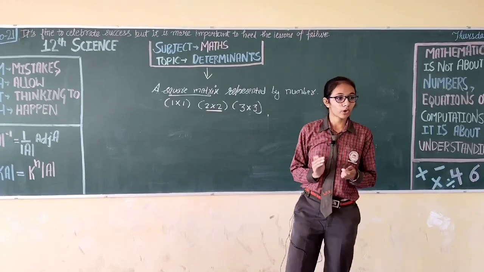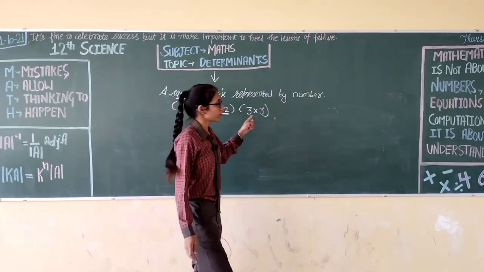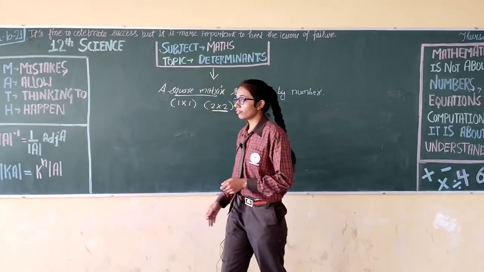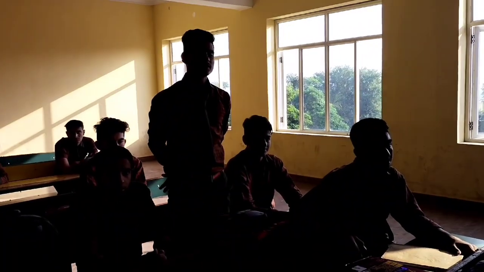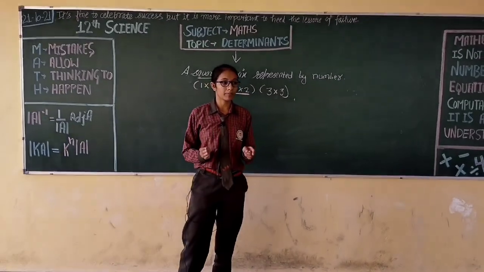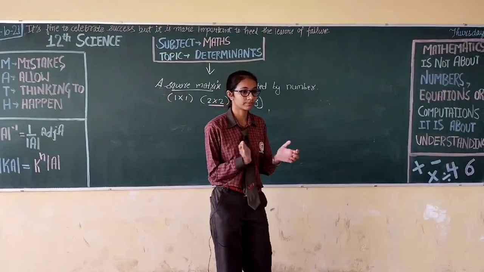Now, at last, I want to ask some questions related to our topic. My first question is from Chintu. Chintu, please tell me what is a determinant? As you told us, a determinant is a square matrix represented by a number. Yes, right answer. Please clap for Chintu.